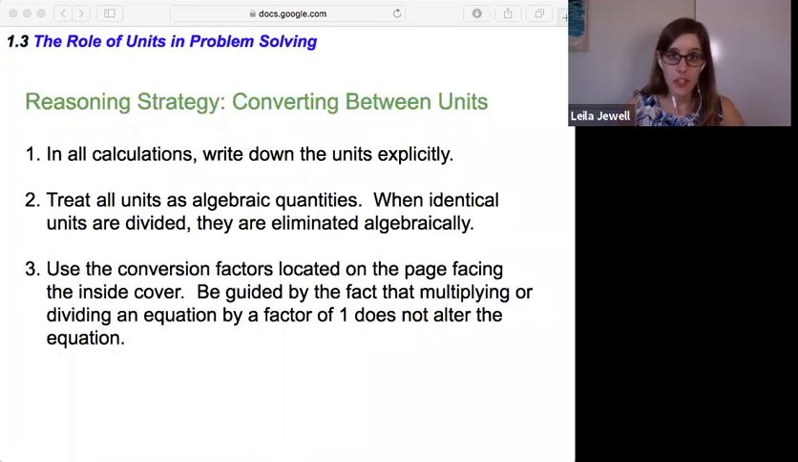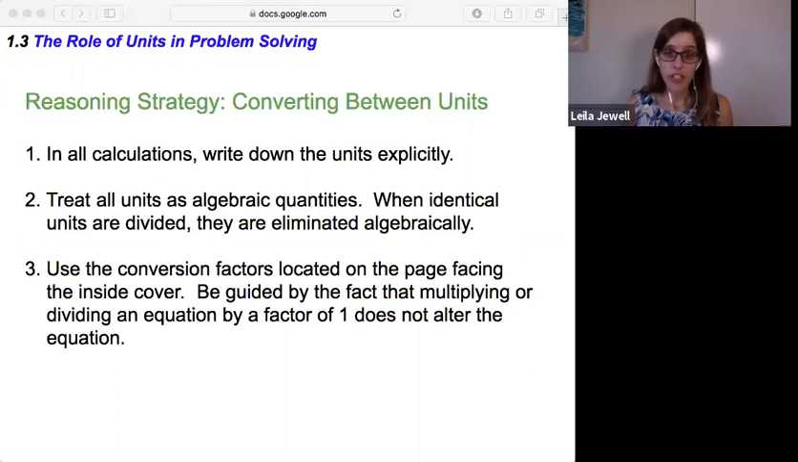So here's a reasoning strategy for when you need to convert between units. In all calculations, write out your units. Always include them, don't just assume them, because then you might make a mistake, as scientists before you have done. Then we'll treat the units as algebraic quantities. When identical units are divided, they're just eliminated algebraically, like we saw with the meters canceling, that left feet. You can use the conversion factors located on the page facing the inside cover of your textbook.